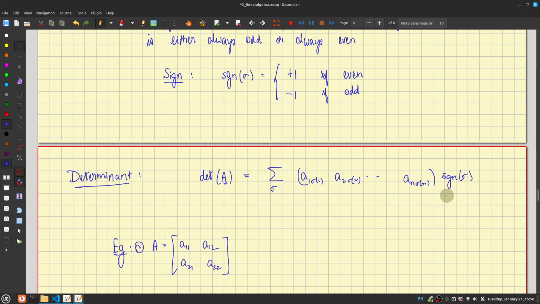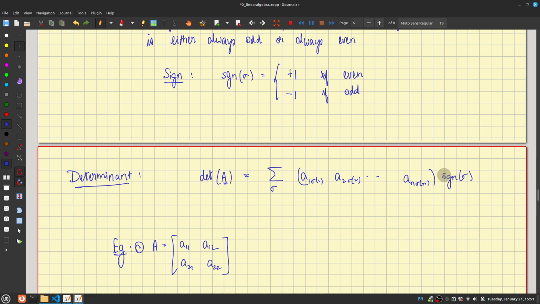Okay, so this is how I'm going to define the determinant. You sum over all possible permutations of 1, 2, 3 up to n. You multiply the (1, sigma of 1)th entry with the (2, sigma of 2) entry, the (3, sigma of 3) entry, and so on, times the sign of this particular permutation.